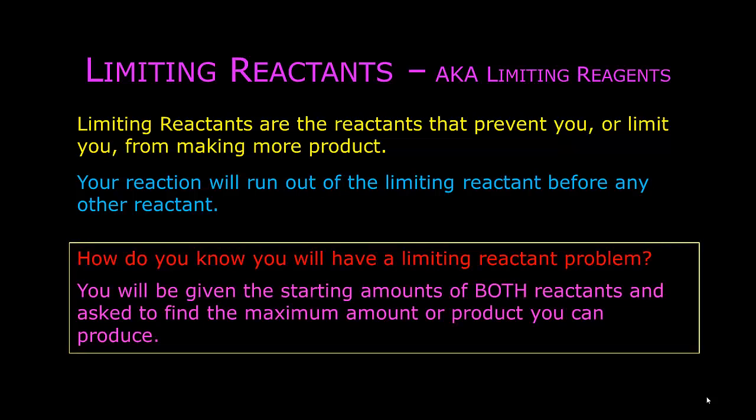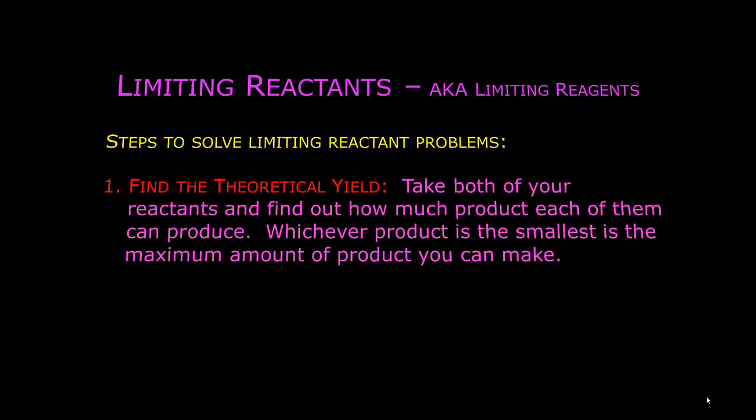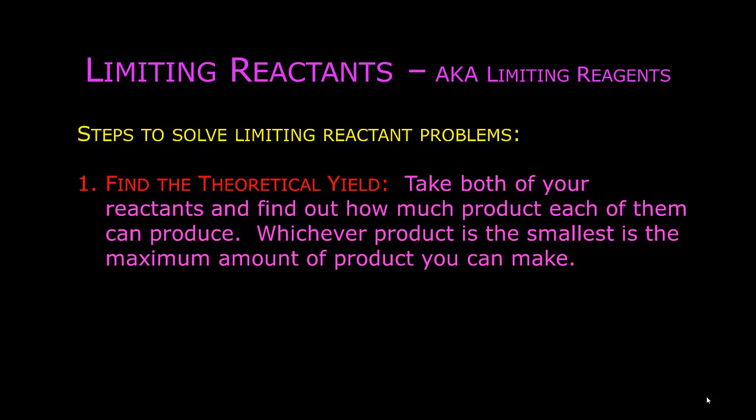So how do you know if you have a limiting reactant problem? You will be given the starting amounts of both reactants, and you're going to be asked to find the maximum amount of product that you can produce. What are the steps? There are 4 of them.